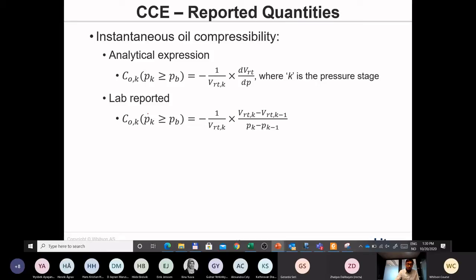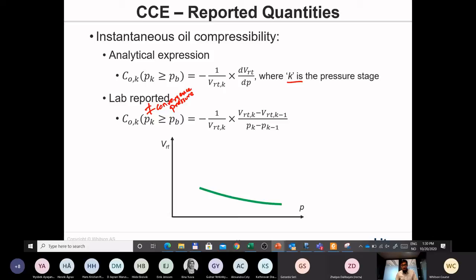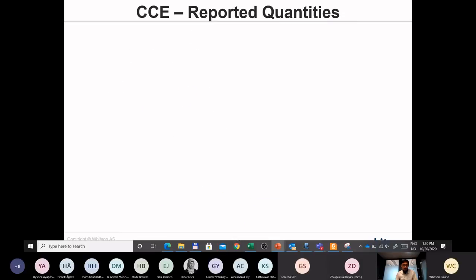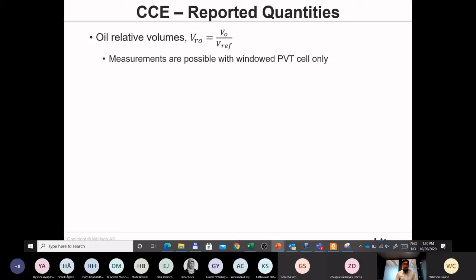And here this pK should not be confused with the convergence pressure. Maybe we should use some other nomenclature here, but this is not the convergence pressure we looked at in the K value plot. This is the pressure at stage K, for example, because since we are talking about experiments, we had different stages, and K represents one pressure stage, which is mentioned here. That's something we have already seen, so there are no surprises here.